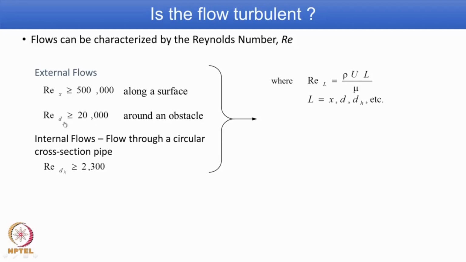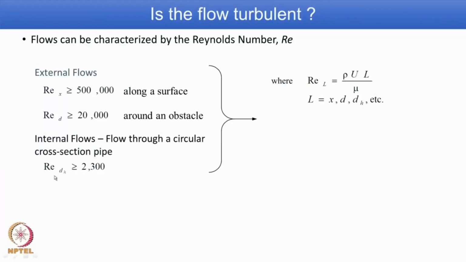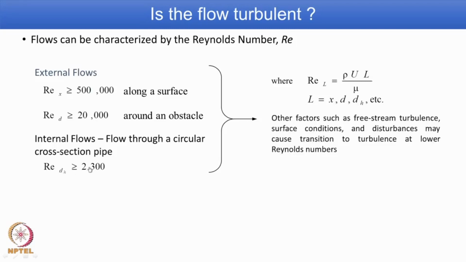It can be any cross section, it can be a sudden convergent section or it can be an enlarging section. So, Reynolds number is defined based on hydraulic diameter, and if that value happens to be greater than or equal to 2300, then the flow becomes turbulent. Now, these values are only a guideline, they need not be the same in all situations. They are also functions of what is known as free stream turbulence and surface condition.